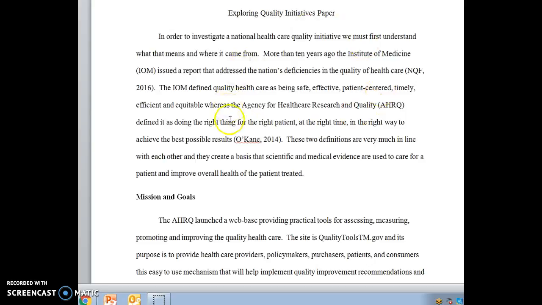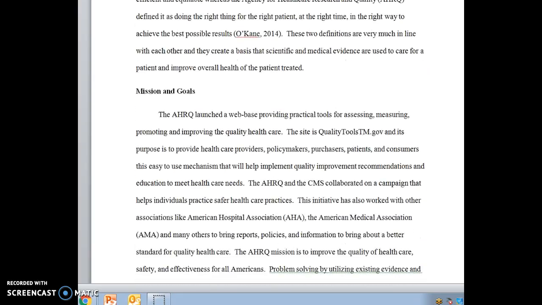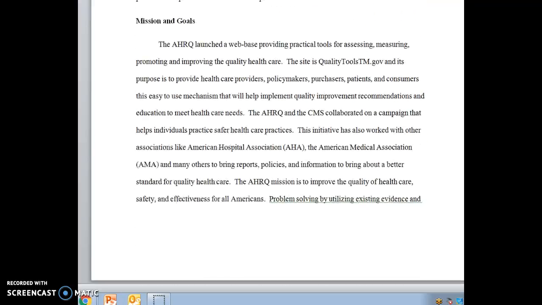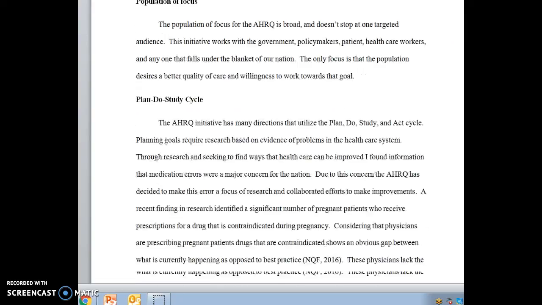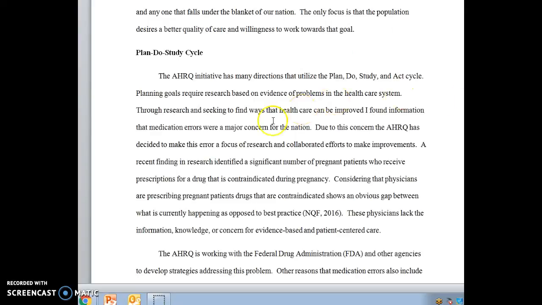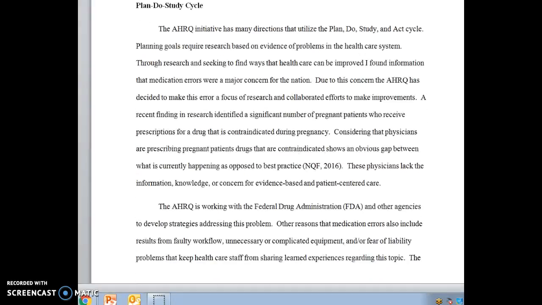And this is a summary of the IOM and the reason this was chosen that meets the criteria. Then in this section are the mission and goals. In this section is the population of focus, and in this section is the plan, do, study, act cycle. Now, if you want to break this even more into subheadings, you can go to the third level where you would put it flush with the first line here. I don't expect you to, you do not have to do that, but if that's something you want to do or just to break it up a little more, you can. That way you know you're covering each of the areas.